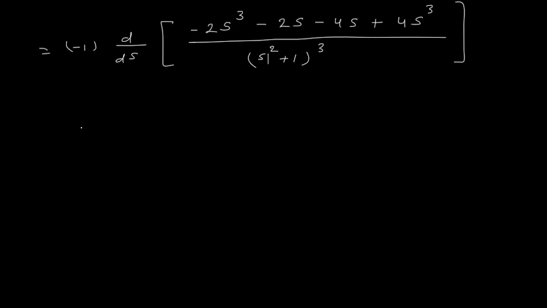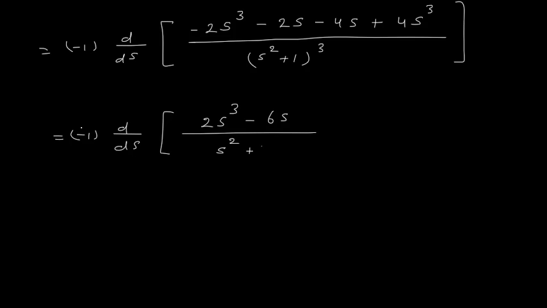So here this minus 2s cube and here it is plus 4s cube. Again we can simplify it further. So d by ds. Now this numerator is 2s cube minus 4 minus 2 is minus 6s, upon here we have s square plus 1 the whole cube.